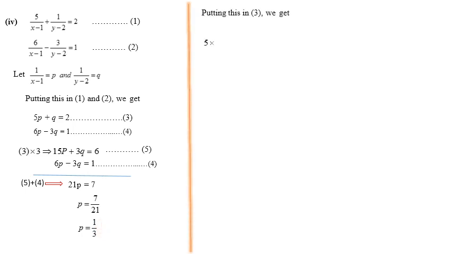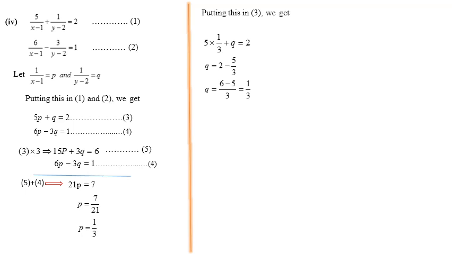Now substitute this value of p in equation number 3. We will get 5 into p, that is 1 by 3, so 5 into 1 by 3 plus q is equal to 2. Taking q, this will go to the right side, that is q is equal to 2 minus 5 by 3. Take 3 as the LCM: 3 into 2 is equal to 6, minus 5, so the final answer is 1 by 3. q is equal to 1 by 3.